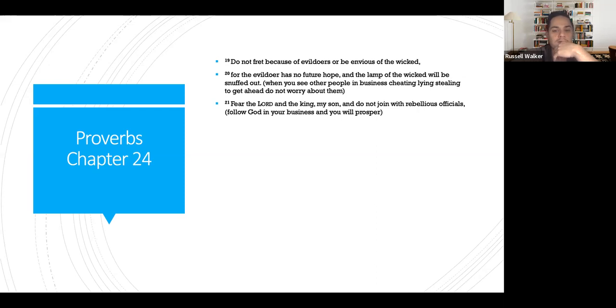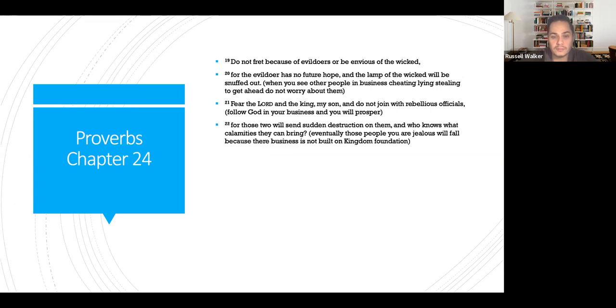It says, fear the Lord and the king, my son, do not join the rebellious officials. The parentheses are just notes I added myself. So follow God in your business and you'll prosper, right? God's saying, fear me, fear the king, do not join the rebellious forces. Follow God in your business. He's going to take care of it. He's going to prosper it. For those two will send sudden destruction on them. Who knows what calamities they can bring? Eventually, those people you are jealous of will fall, because their business is not built on the kingdom foundation, not built on following God's wisdom in their business.